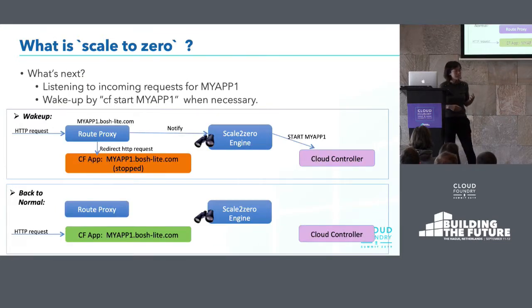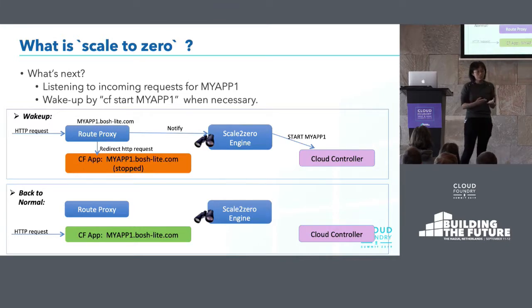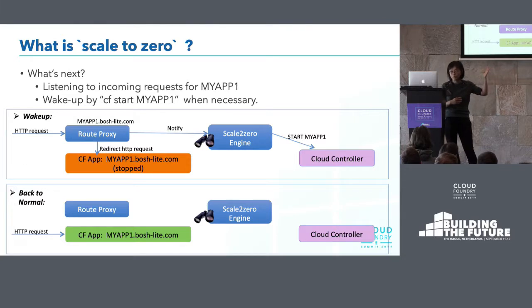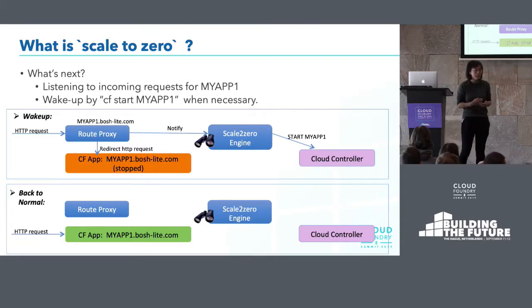But after that, it must have a chance to wake up. If a new request comes in, the application needs to be woken up. So we add another component, which we named the router proxy. Once my app 1 is stopped, the router proxy hijacks its routes and pretends to be my app 1, ready to accept the incoming requests.